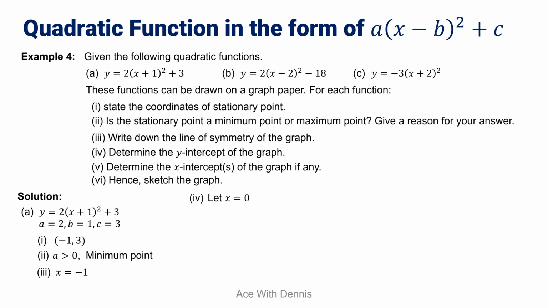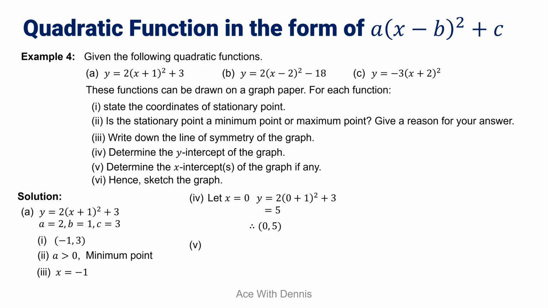Number 4, to find the y-intercept, we let x equal 0, then the equation becomes y equals 2 bracket 0 plus 1 square plus 3. We calculate it and get 5. Hence the coordinates of the y-intercept are (0, 5).